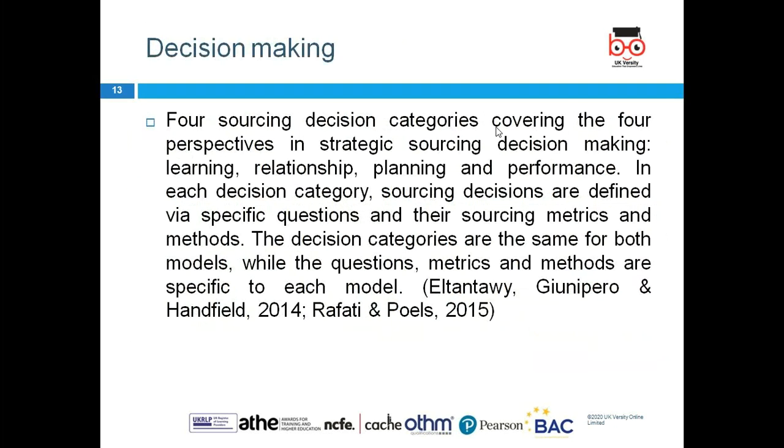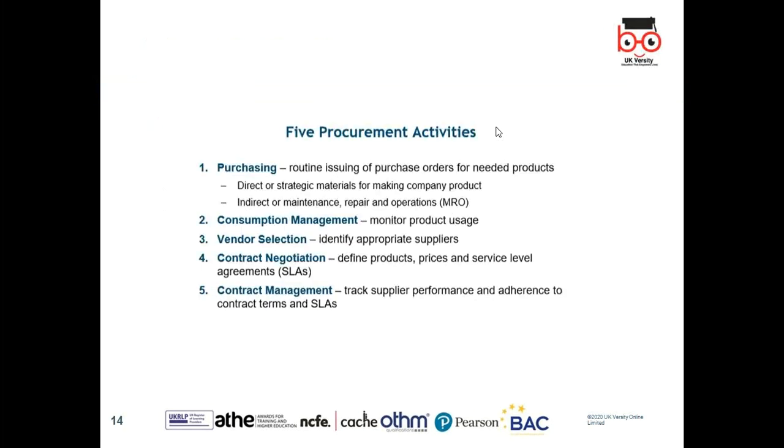So this is more electronic and more focused. Then, for decision making on sourcing decision categories, we can look at four perspectives: learning, relationship, planning and performance. In each decision category, sourcing decisions are defined by a specific question and their sourcing metrics. The decision categories are the same in both models. We can look at the metrics and different models, but we are always looking at the learning, relationship, planning and performance perspectives.